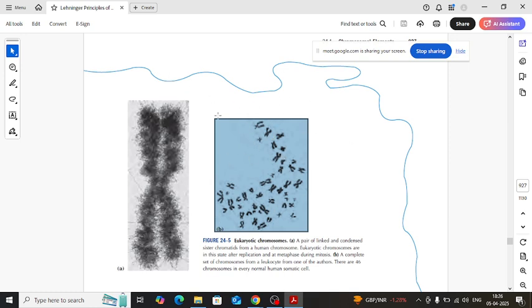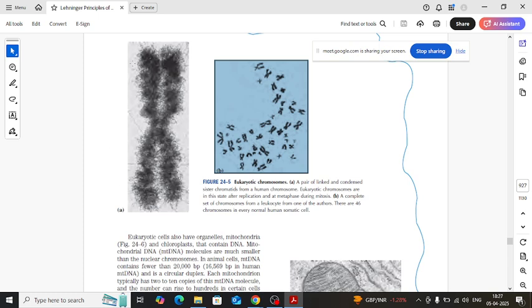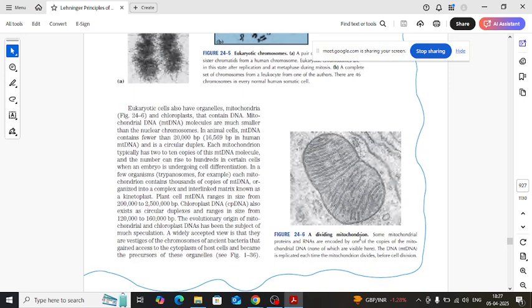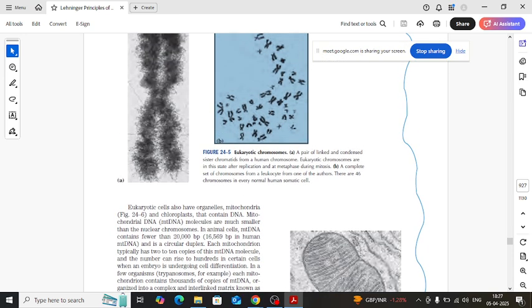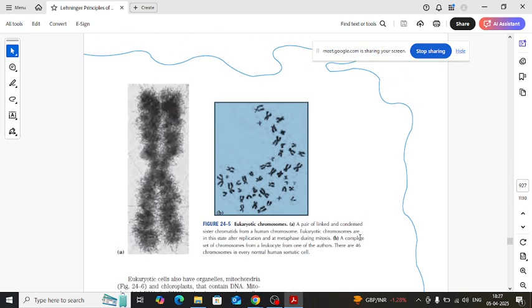So this linear DNA is divided into different chromosomes, right? And this is an electron micrograph of a eukaryotic chromosome, which is actually taken from a human chromosome. Here you can see this is the centromere, and these are the telomeres, and after replication, from this parental DNA strand, it has obtained the sister chromatids, right? So this is the eukaryotic chromosome electron micrograph structure.